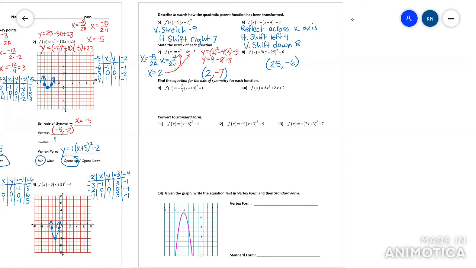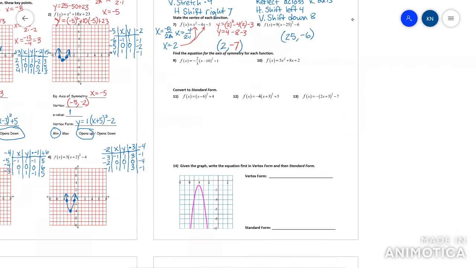All right, these next ones, they want the axis of symmetry. Well, when it's in vertex form already, like this one, the vertex would be 10, 1. Your axis of symmetry is just the x value of your vertex. So x equals 10 would be my axis of symmetry there.